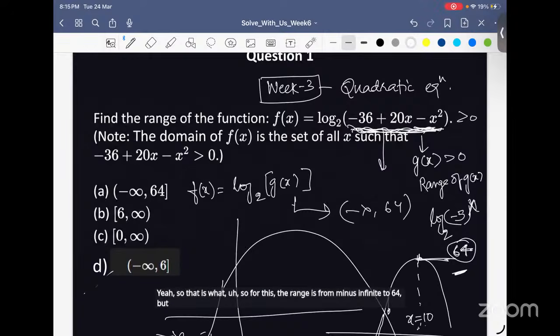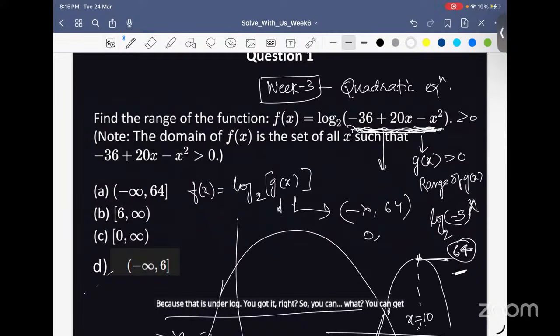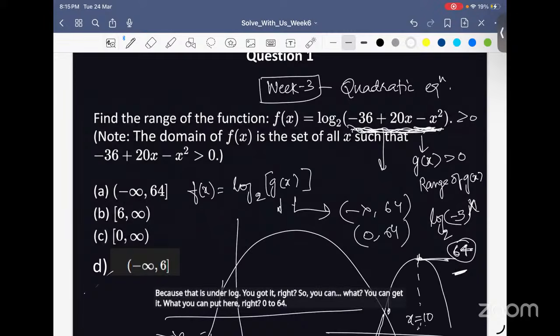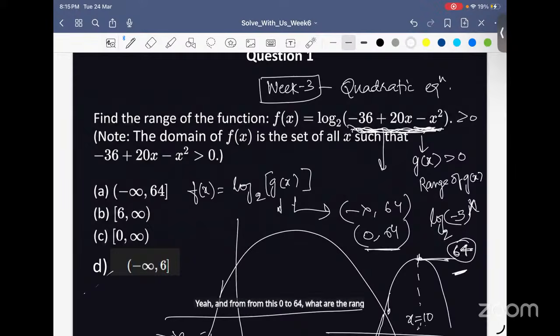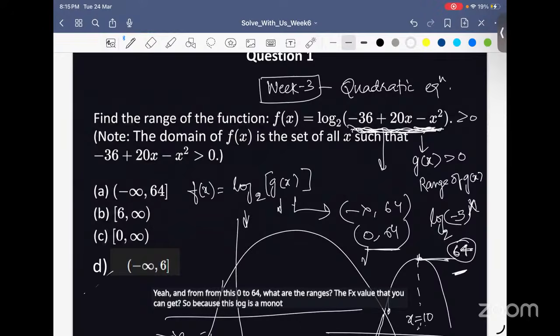But minus infinite to 0 is not useful because we can't put it here, because that is under log. So what you can put here is 0 to 64. And from this 0 to 64, what are the fx values that you can get? Because log is a monotonic function, you can directly calculate at 0 and then at 64, and whatever values you get corresponding to x can be the range for the logarithm function.